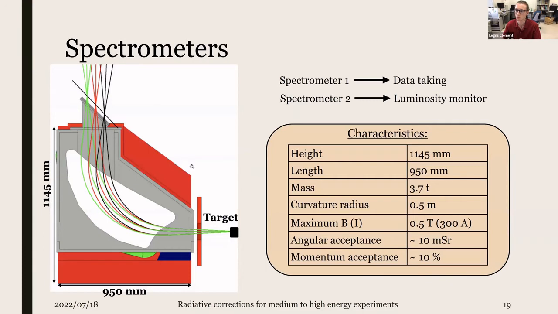In this experiment, we use 2 spectrometers. The first spectrometer will be used for data taking, while the second spectrometer will be used as a luminosity monitor to see the state of the CH2 target. It's about 1 meter long and 1 meter high, weighs about 4 tons, and has a curvature radius of about 0.5 meter. It has an angular acceptance of about 10 millisteradian and a momentum acceptance of about 10%.